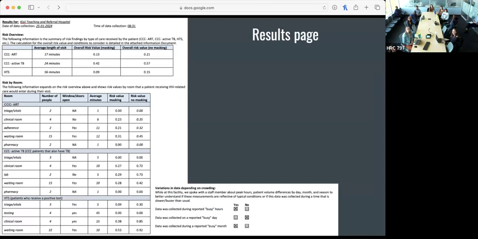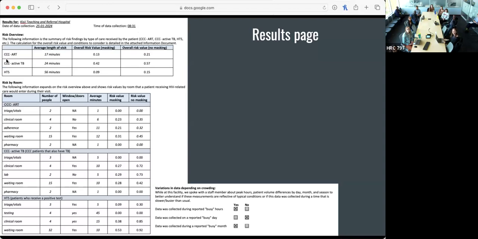So this is what the results page looks like. This is an example. It's all made-up data just so I can pull out some key points that health facility staff may be able to extract from this. So first, we have the name of the facility up top, as well as the date of the data collection and the time of the data collection. This first section is the risk overview, which is a summary of the findings by type of care.